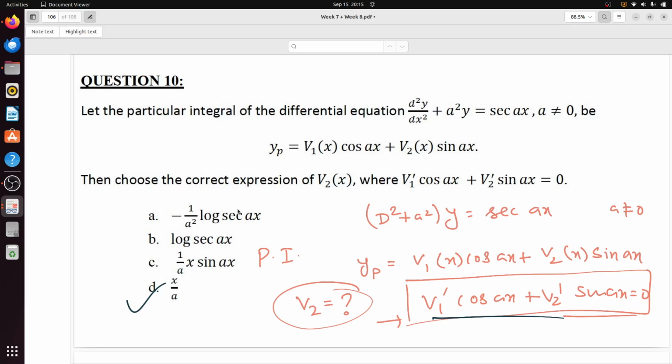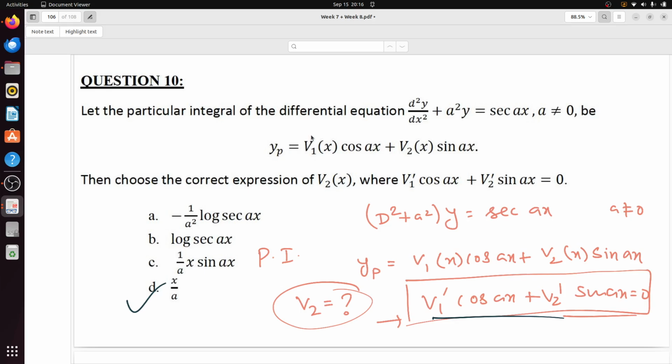Okay, so how to solve this equation? Let the particular integral of the differential equation d2y/dx2 plus... Yes, this is a particular integral, so the variation of parameter. So we have to use just variation of parameter. Very good. So yp is of the form this.